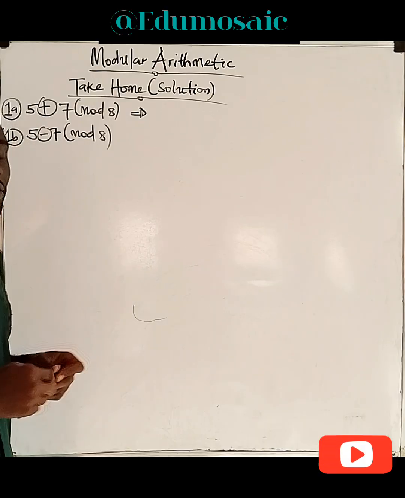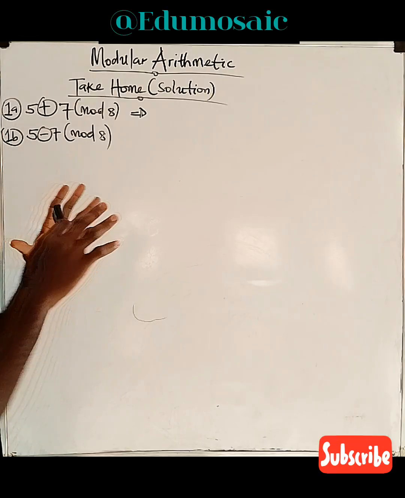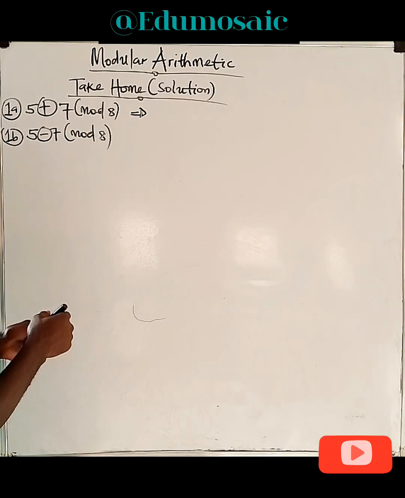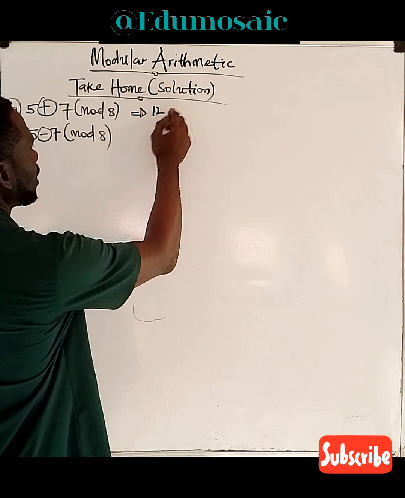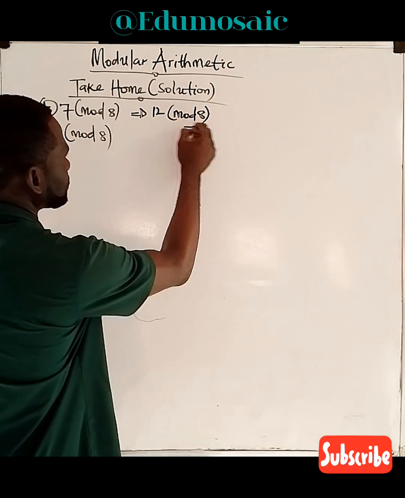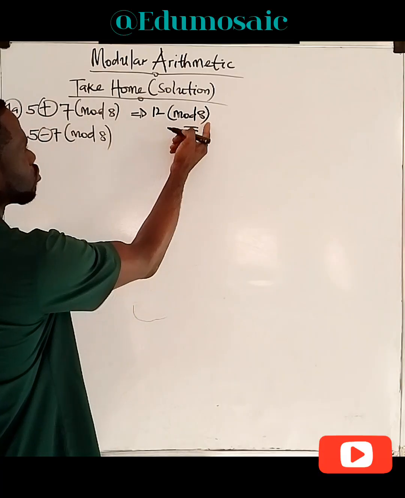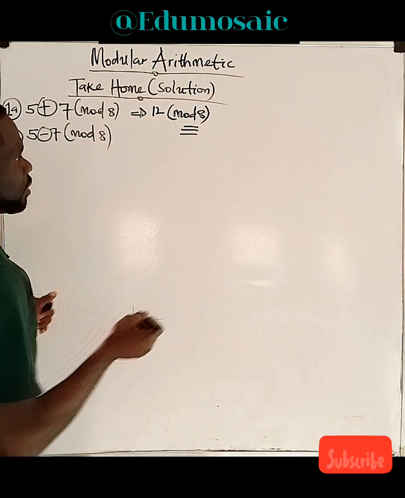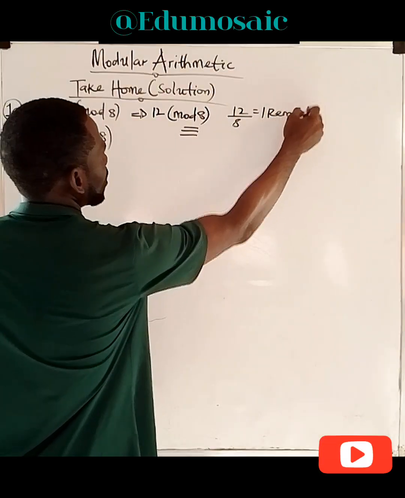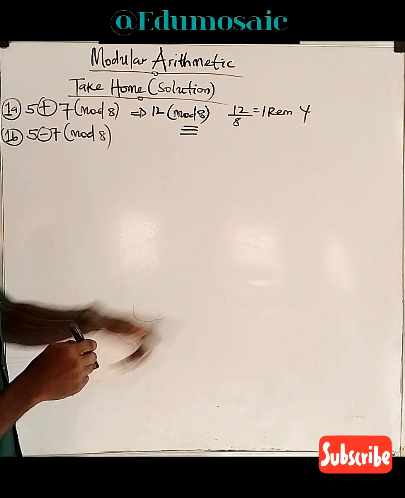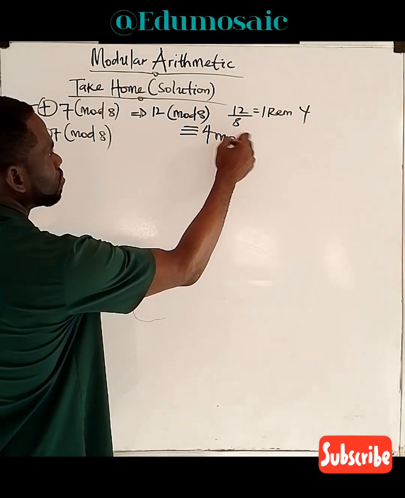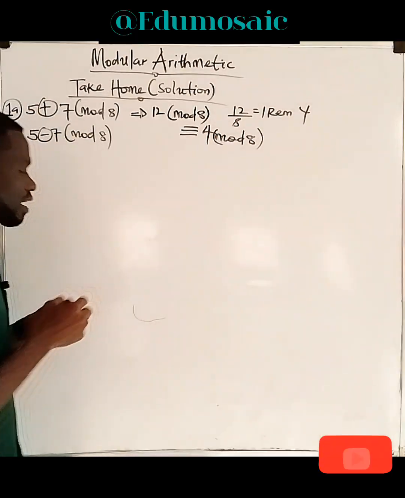How do we do that? We could use a direct approach, or we could use our table to create an operation table. So 5 plus 7 will give us 12. So how do we write 12 in modulo 8? 12 to be written in modulo 8, we're going to divide this 12 by 8. That will be 12 divided by 8, which will give us 1 remainder 4. So that will give us 4 modulo 8. As simple as that. Very easy.